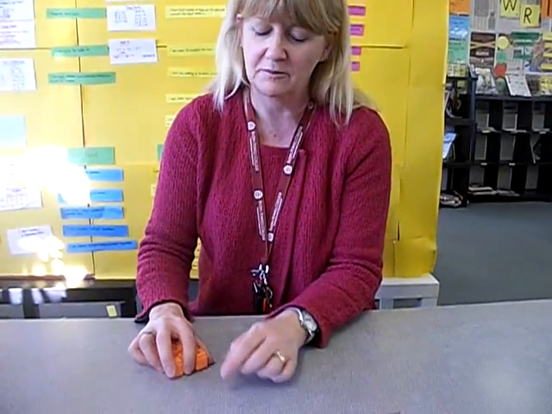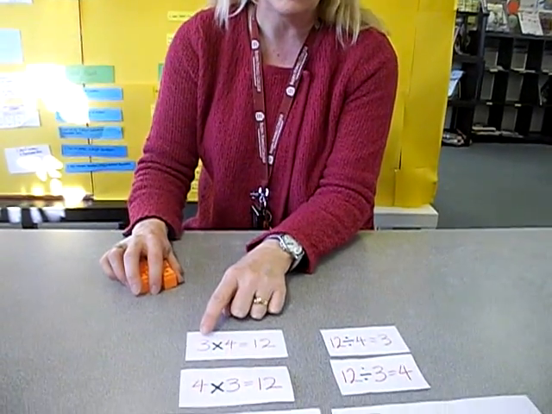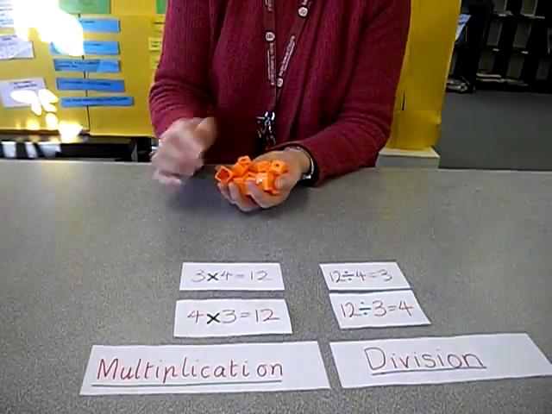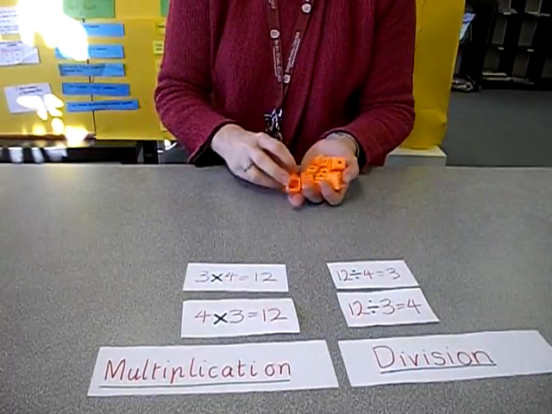This video is about the link between multiplication and division fact families. So we're going to look at an example here, and I'm going to be making a model. I want to make an array that matches 3 times 4 equals 12. So I'm going to make 3 rows with 4 in each row.